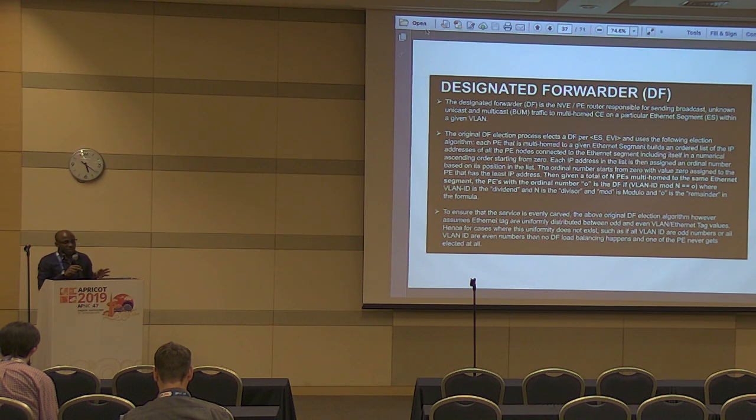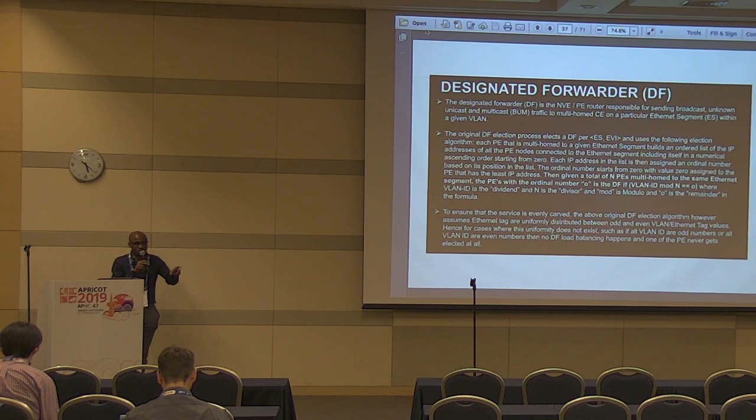The downside, though, is that with the current algorithm there is an implicit assumption that you have some level of load balancing between the VLANs. So you've got odd VLANs, you've got even VLANs. That is what the algorithm is based on. To achieve any service carving, you need to have a mixture of even and odd VLANs. If all your VLANs are even numbers, the same PE will be elected. If all your VLANs are odd numbers, using this algorithm, the same PE will be elected.